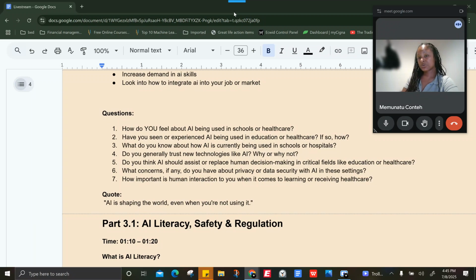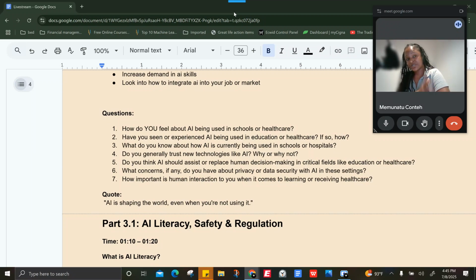But also, some questions we have: how do you feel about AI being used in schools and healthcare? How do you really feel? Are you for it? Are you against it? Do you think it's going to be good for the population? Do you think it's going to have an effect on education, for the better or for the worse?